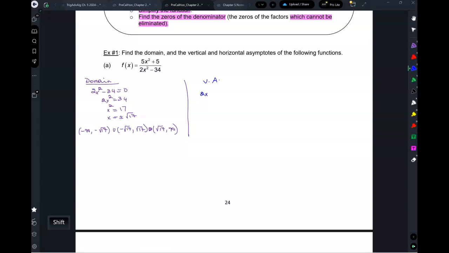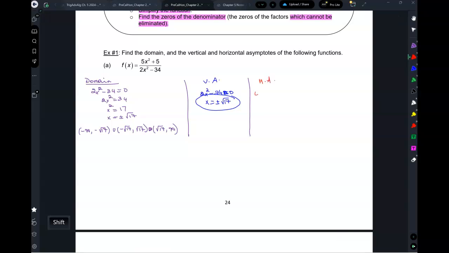Now let's do vertical asymptote. You simply set the denominator equal to 0. X is plus or minus root 17. That's your vertical asymptote. Okay? Lastly, horizontal asymptote.